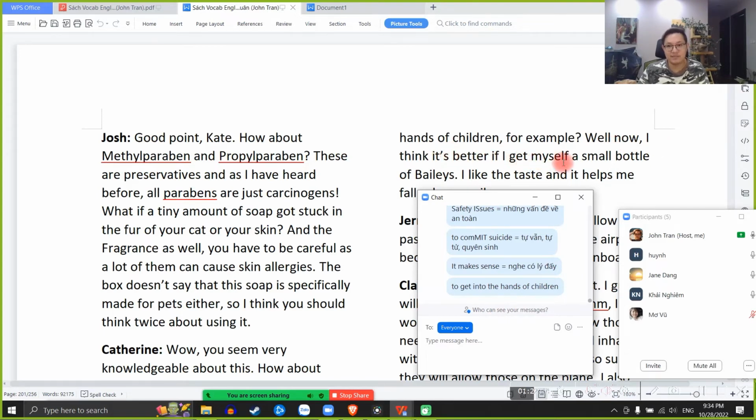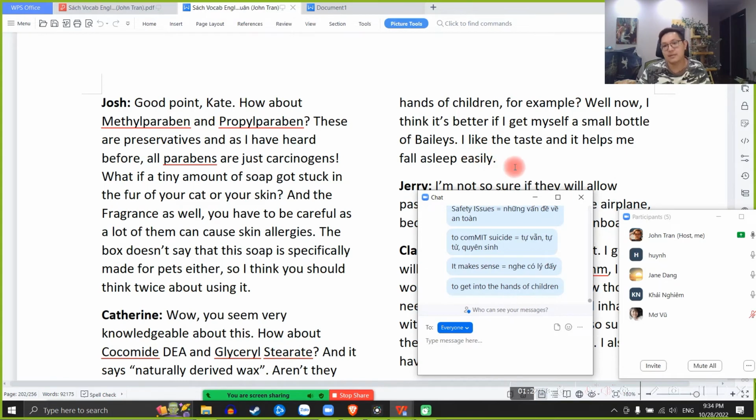I think it's better if I get myself a small bottle of Bailey. Tôi nghĩ là sẽ tốt hơn nếu mà tôi lấy cho bản thân tôi một cái chai Bailey nhỏ. Rượu Bailey các bạn, rượu sữa. It's a kind of milk wine. I like the taste, tôi thích cái vị đó. And it helps me fall asleep easily. Nó giúp tôi chìm vào giấc ngủ dễ dàng.